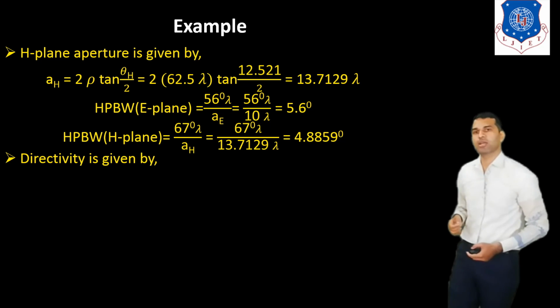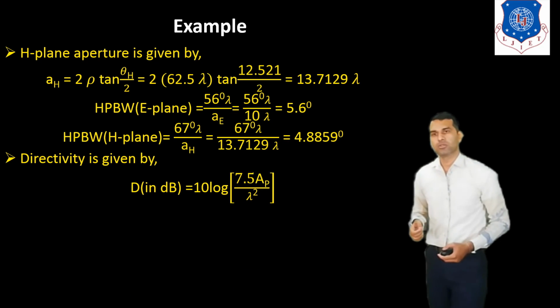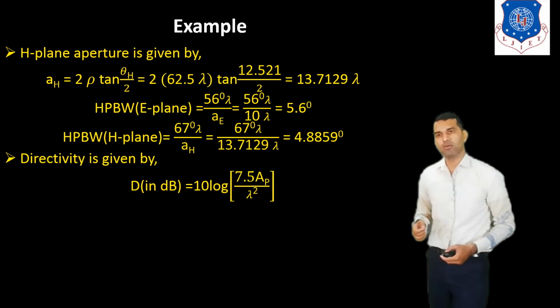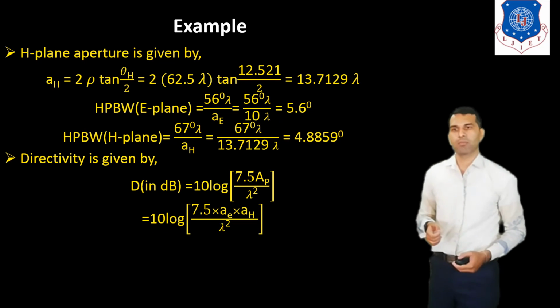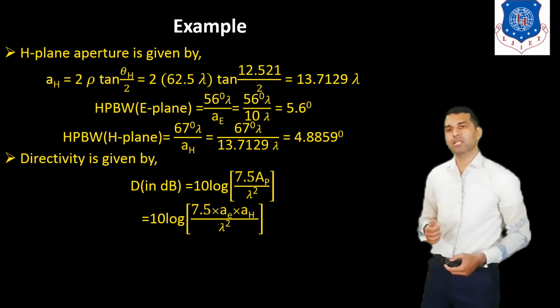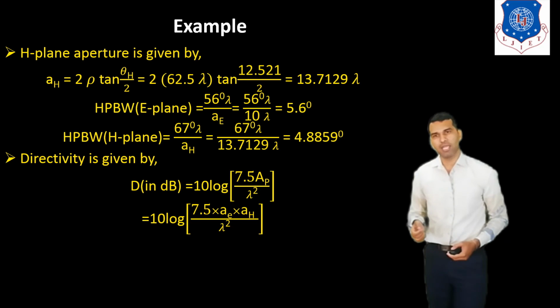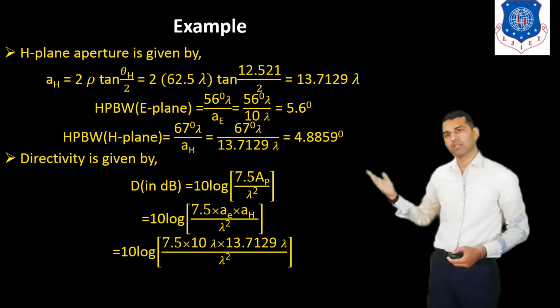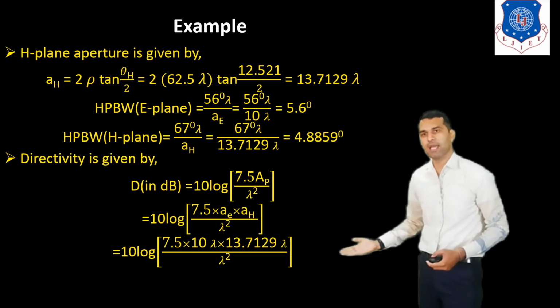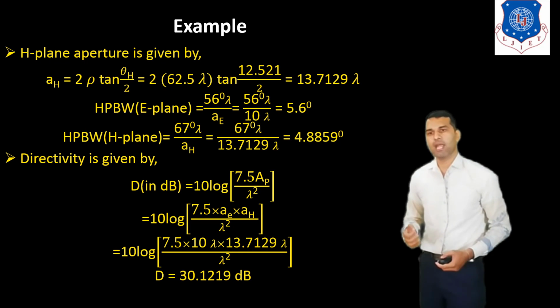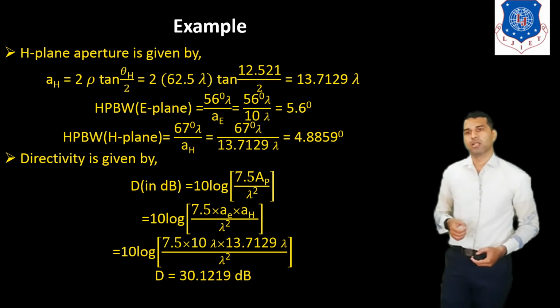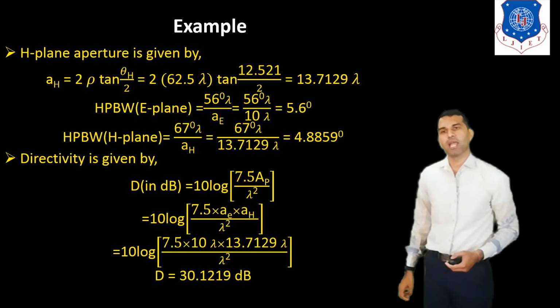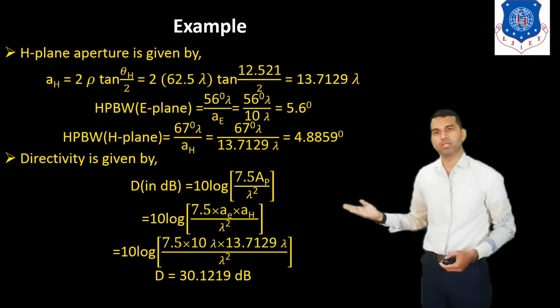Now lastly we have to calculate the directivity. So directivity in dB, we have the equation 10 log 7.5 Ap upon lambda square. Ap is nothing but, as we know, aE cross aH. So we have the values of aE and aH. Now we put the values of aE and aH in this equation. So we get D is equal to 13.1219 dB. So this is the directivity for this example.